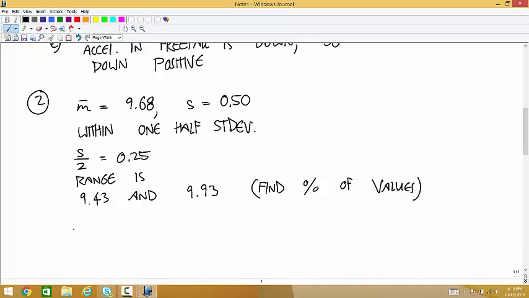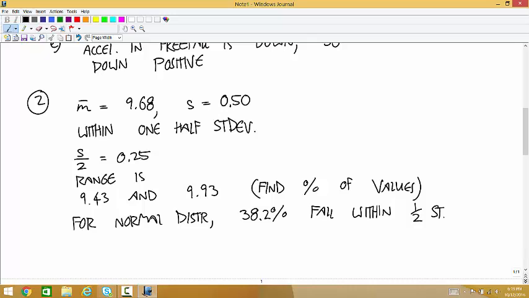And then for a normal distribution, 38.2% fall within half a standard deviation. And so those are the numbers you compare.